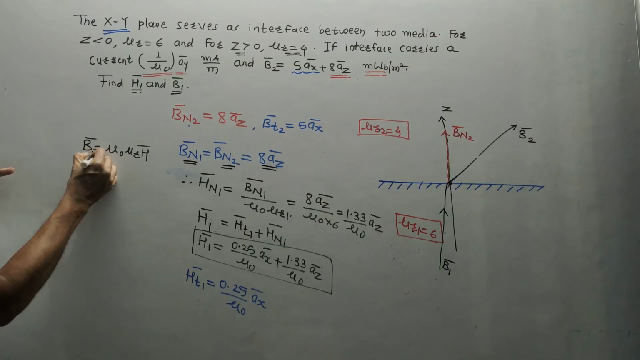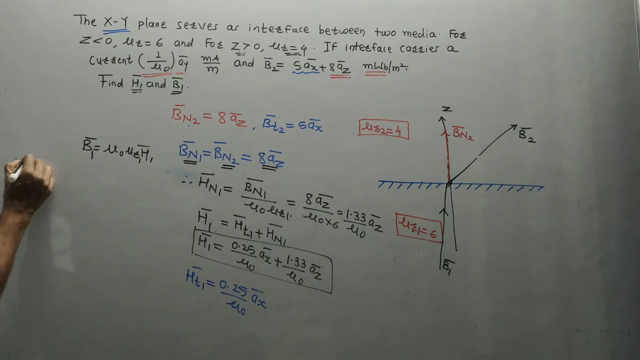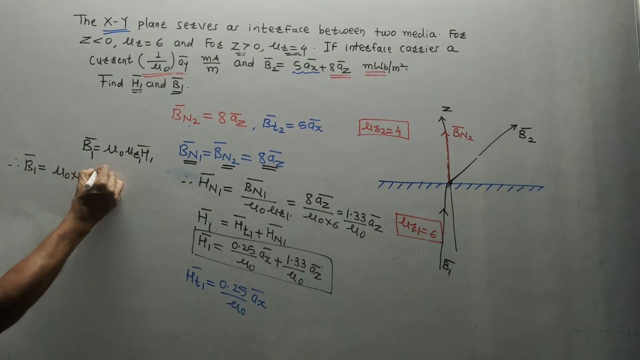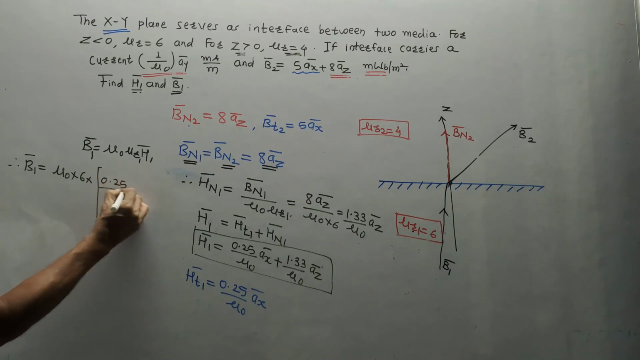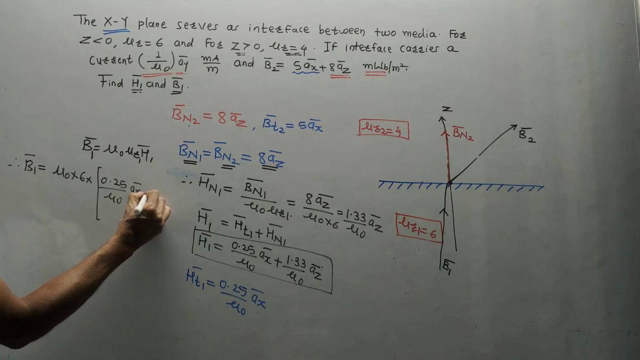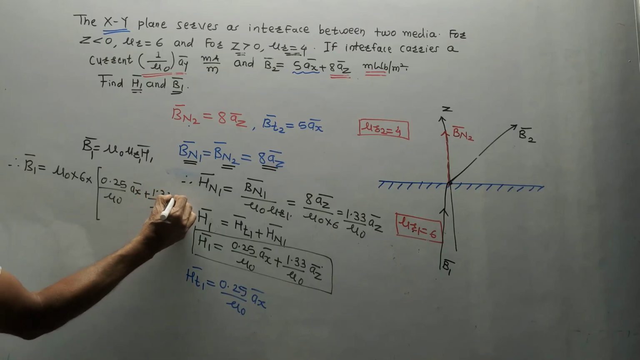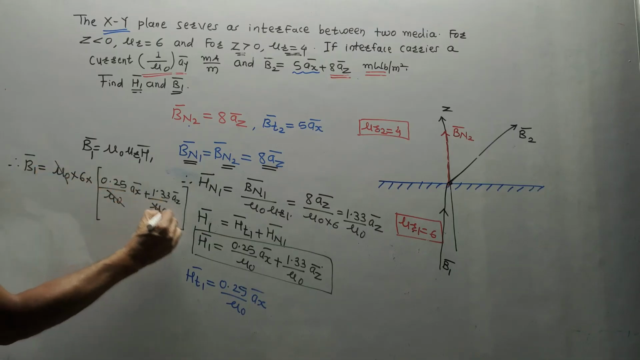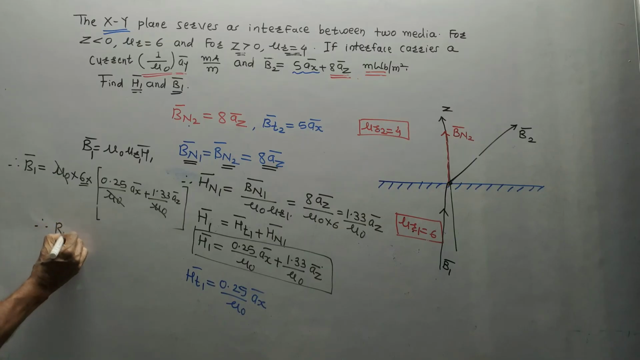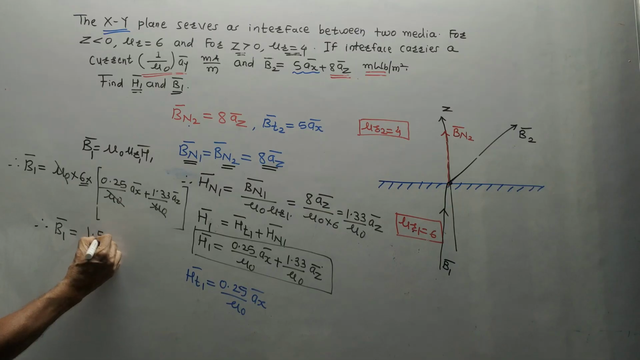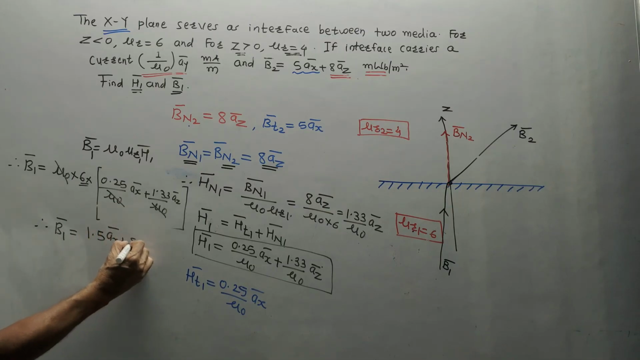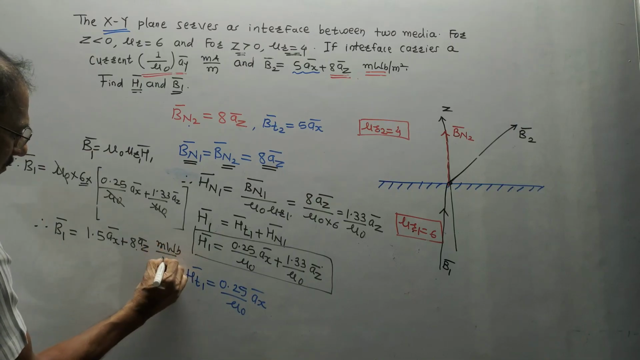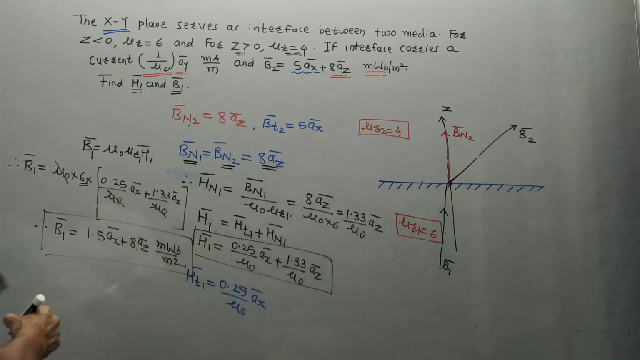From the basic equation, I will write B1 bar is mu 0 mu R1 into H1 bar. Therefore, B1 bar is equal to mu 0, the value of mu R1 is 6, into 6 into, I will write all the things in the bracket, that is 0.25 upon mu 0 AX bar plus 1.33 upon mu 0 AZ bar. Again, if you take mu 0 common outside this bracket, these terms get cancelled. So simply 6 into all these values. So the final answer will be B1 bar is 1.5 AX bar plus 8 AZ bar. I haven't made any conversion, so the unit remains milliweber per meter square as it is. So this is the final answer of B1 bar.